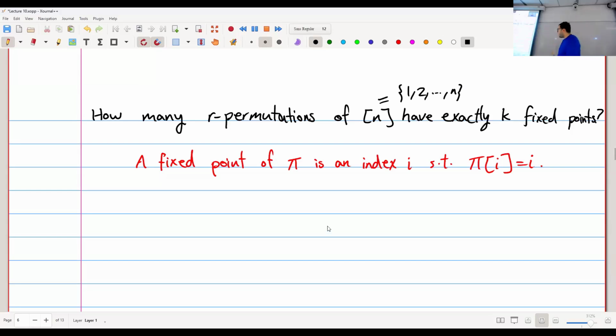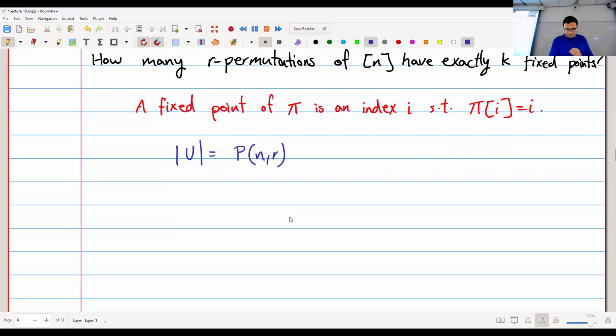Okay, how would you say I can do this? So first of all, what is my universe here? I would say that my universe is all the ways of putting R people on the R chairs. So the size of my universe is just going to be P of N, R. Because remember, this was the number of ways of creating a permutation of R people out of N people. That's the size of my universe.